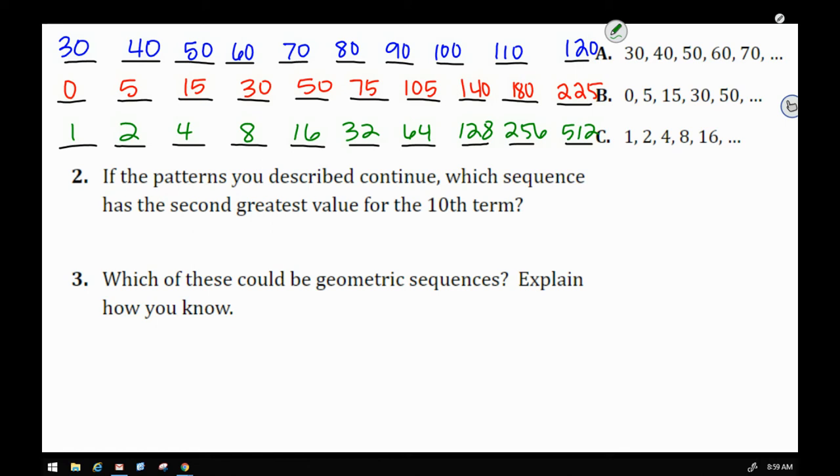I didn't really pay attention to part B. I was like, C is going to be huge. Exactly. Because it's geometric, it's multiplying every single time. Part B is adding, but it's adding more every time, so it would increase faster than the other one, right? Even though A started off with 30, B started off with 0, and C started off with 1. Okay, so which one was geometric? We already talked about that. C, because it's being multiplied.